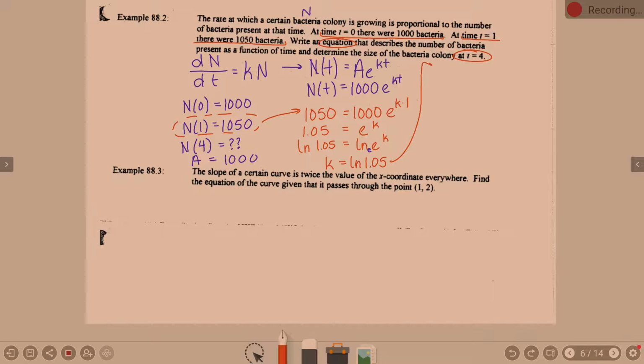So I can rewrite my new equation. N of t is 1000 e to the natural log of 1.05 times t. That's my equation there. And now we plug in our nice little 4.